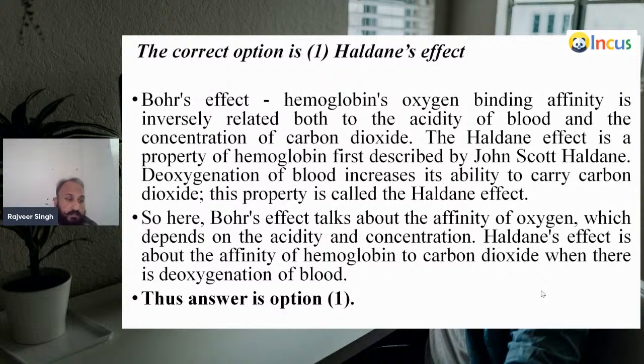Deoxygenation of blood increases its ability to carry carbon dioxide. This property is called the Haldane effect. So here the Bohr effect talks about the affinity of oxygen, which depends on the acidity and concentration. The Haldane effect is about the affinity of hemoglobin to carbon dioxide when there is deoxygenation of the blood. So answer first, the Haldane effect, is the right answer. Okay, I hope you understand.